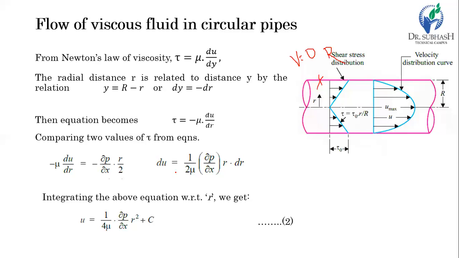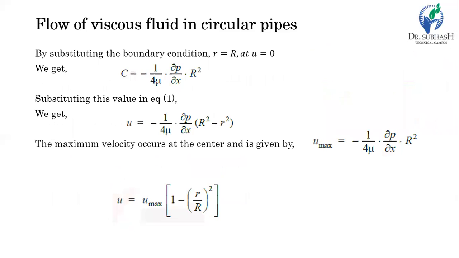So put this value of u and r in this equation, and you will get the value of c, which is minus 1 upon 4 mu del p by del x into R square. Put the value of this c in the equation of u, and we get the governing equation of velocity, which is u equal to minus 1 upon 4 mu del p by del x into R square minus r square. This is the governing equation, which gives the velocity at any point within the pipe, for different values of r. So from this equation, we can correlate the velocity and radius r.